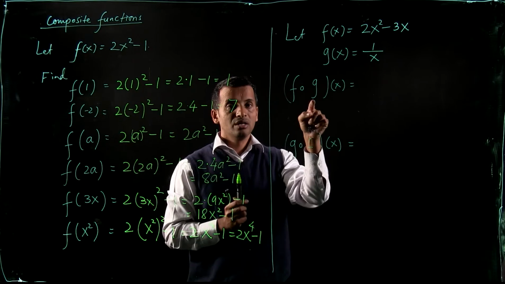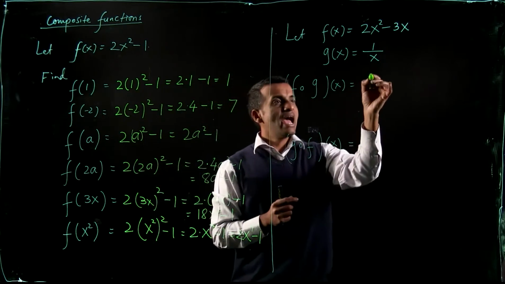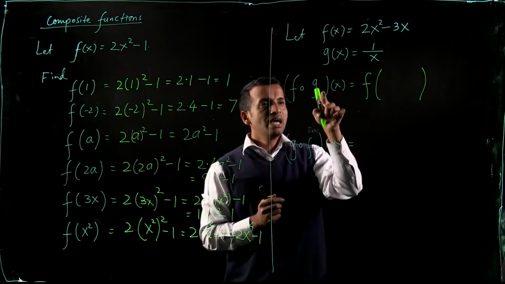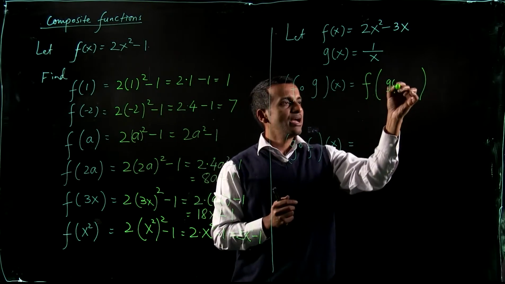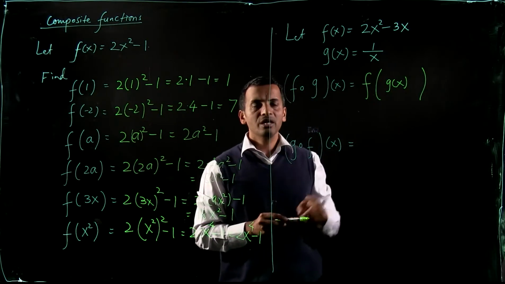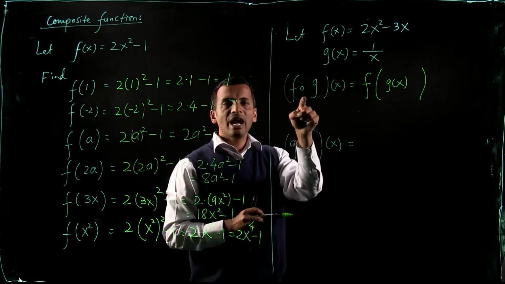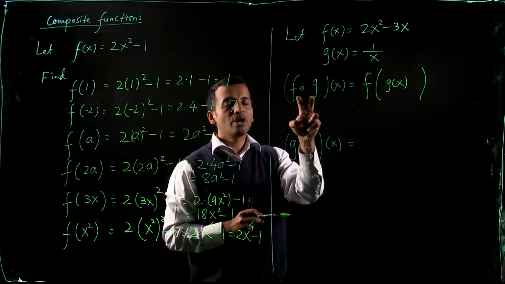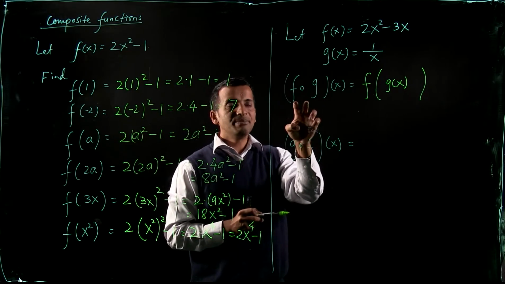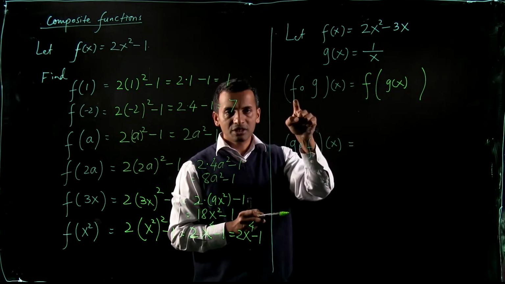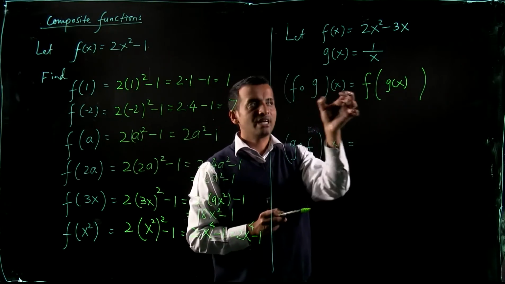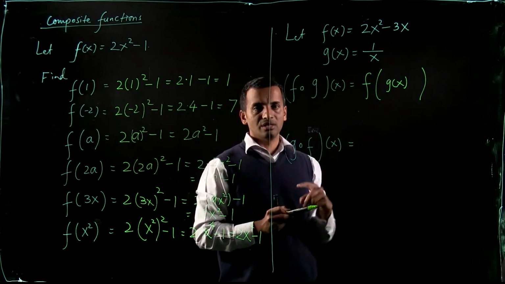Note that f o g does not mean f times g. It is not the product. How do we define this? You write f, and instead of the o you write a parenthesis and then g of x. The composite of f and g is denoted by f o g or f composite g, and this means you write the first function, and then write the parenthesis. The second function goes inside that parenthesis.